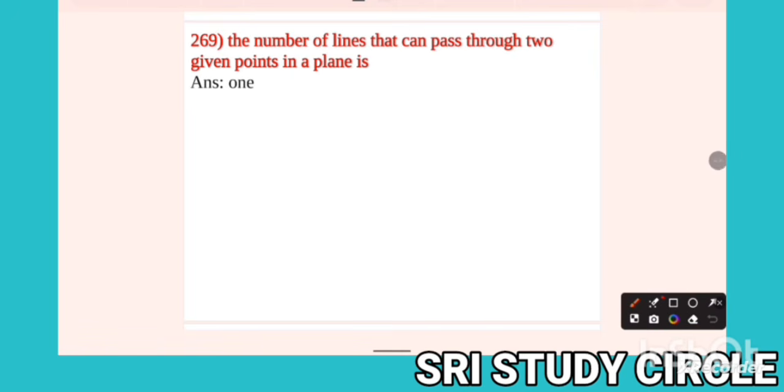The number of lines that can pass through two given points in a plane. So one point, next one.